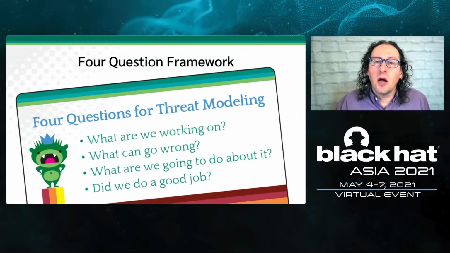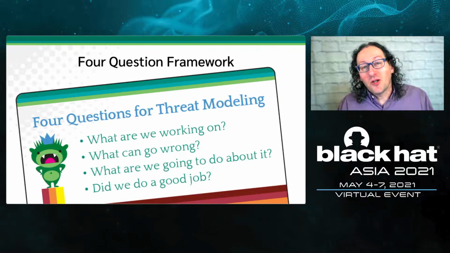And we can get a lot more specific and precise. We can use data flow diagrams with specific rules about how they're constructed as the way in which we answer what are we working on. When we get to what can go wrong, we can just ask what can possibly go wrong. But we can also use a system like STRIDE.